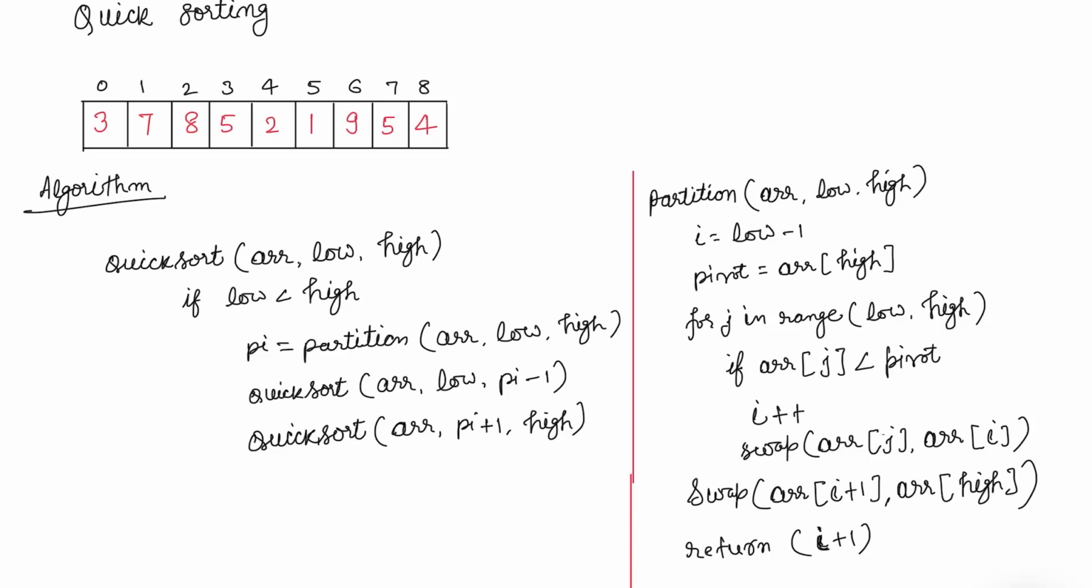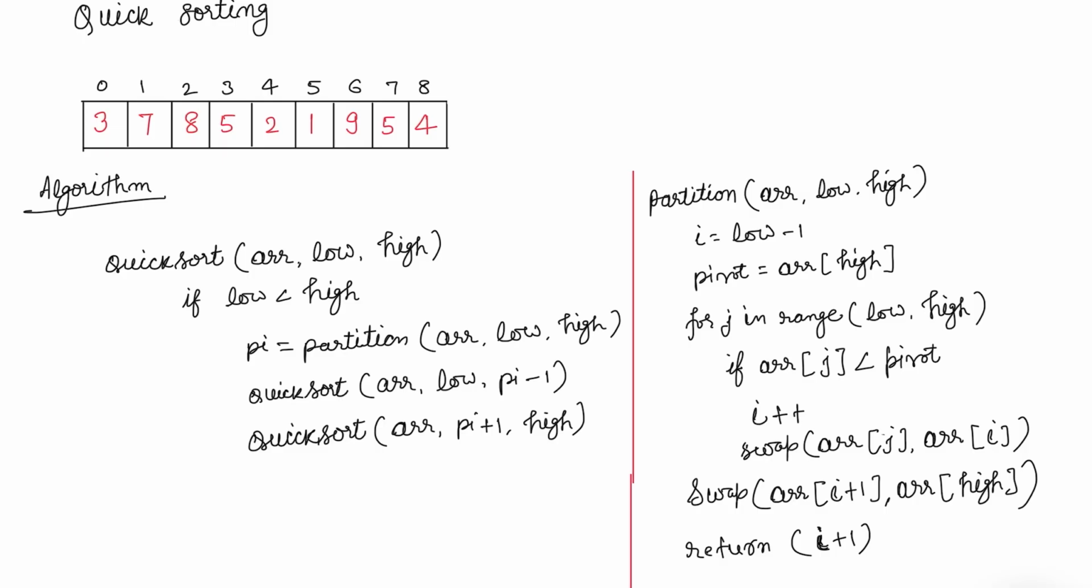We will see how the quicksort algorithm works. There are 9 elements, 3, 7, 8, 5, 2, 1, 9, 5, 4, in this array. I have to sort it using quicksort. I have written the algorithm here, and the main algorithm is quicksort.